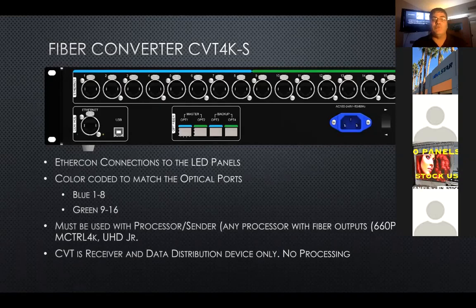It has to be used with a processor sender. There are several products that do processing and sending now. Of course, the 4K we're talking about, the UHD Junior, even the 660 Pro can be worked as a sender card. It's a receiver and it's limited to whatever the processor's doing. So if you have it hooked up to something like an R5, which only has 8 ports, you're not going to be using ports 9 through 16. You're going to be staying on those first 8 ports. Okay, so even though it has the connections, it won't have the capabilities if the processor doesn't have the capabilities.